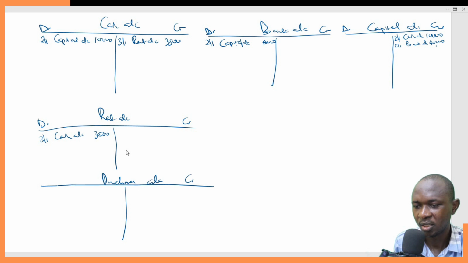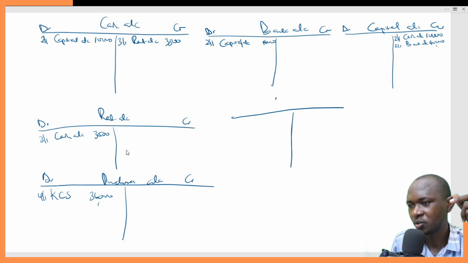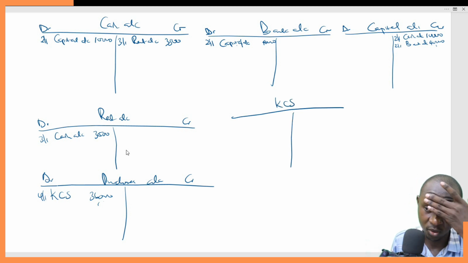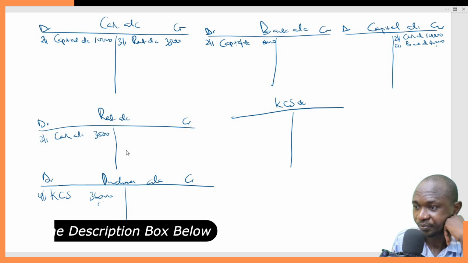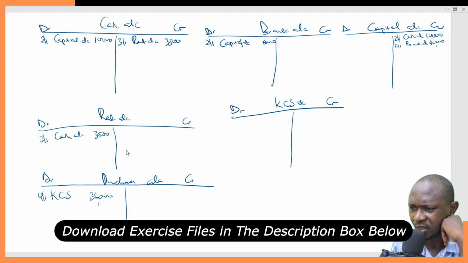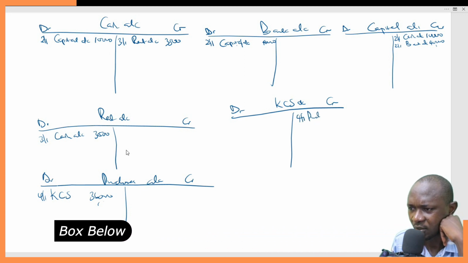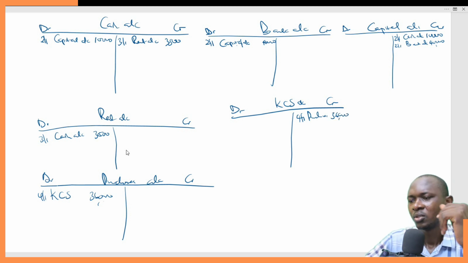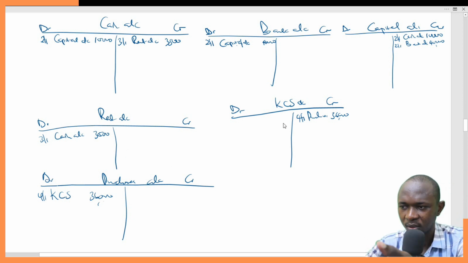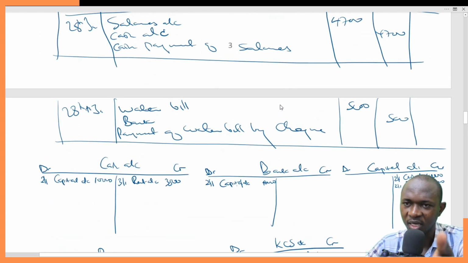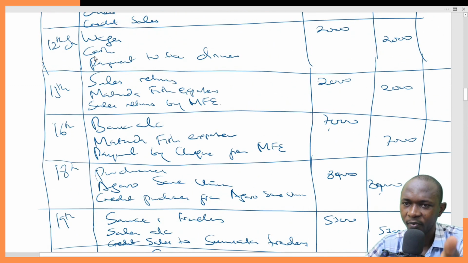Then do we have a Kisumu Cooperative Society? We don't have. So we open Kisumu Cooperative Society account. This is a creditor. So credit, debit. Then we say the reason for this is purchases account. How much? 36,000, like that. Credit Kisumu Cooperative Society. That's simply what we are doing. We have credited Kisumu Cooperative Society. You can see Kisumu Cooperative Society credited.